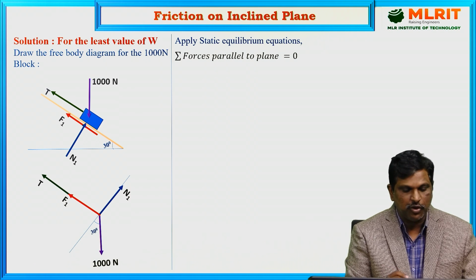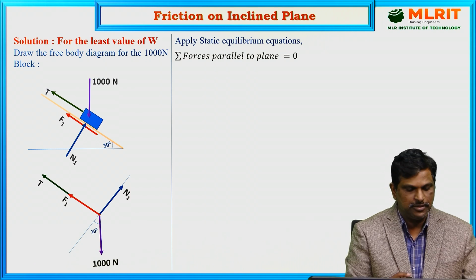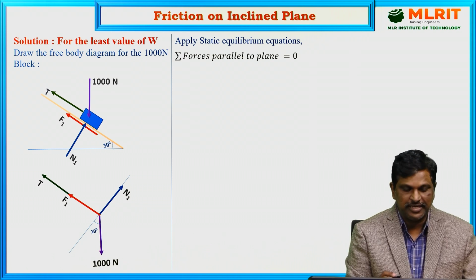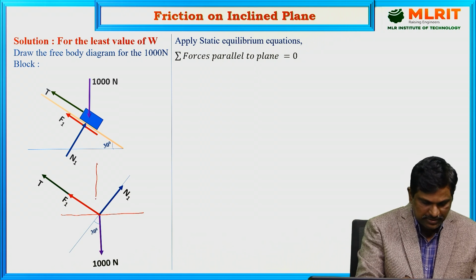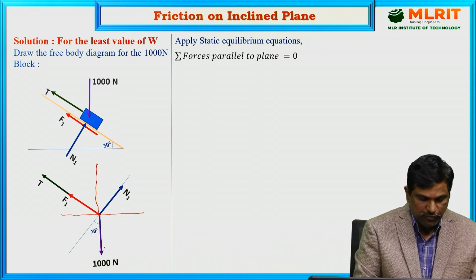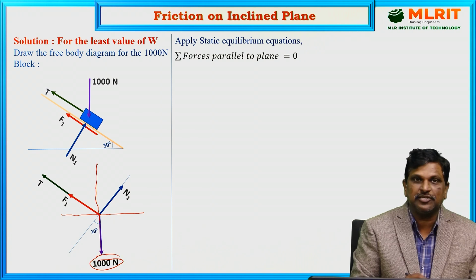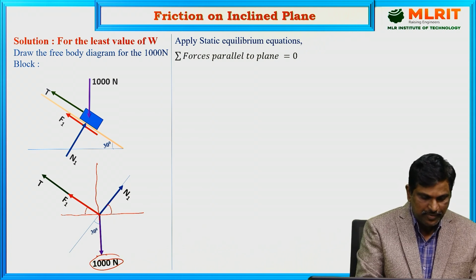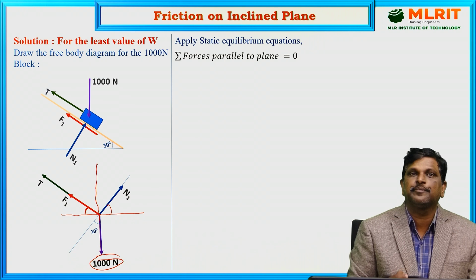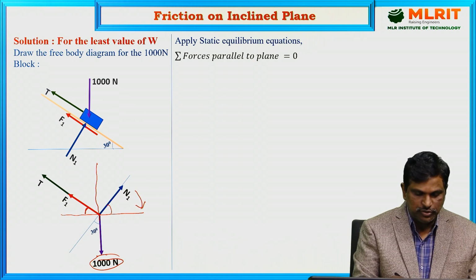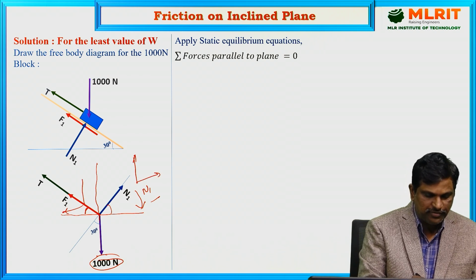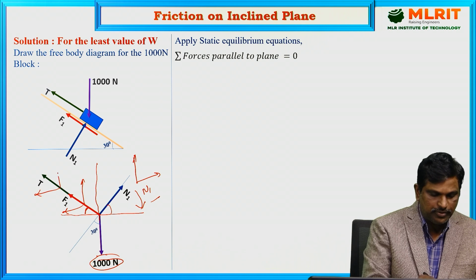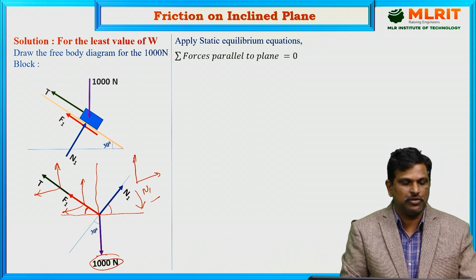Here in this case we are not resolving the forces into horizontal and vertical components. Why? Because if we resolve the forces into horizontal and vertical components, only one force, that is 1000 newtons, is in the vertical direction. All other forces are making some angle with the horizontal or vertical. We would need to resolve N1 into its horizontal and vertical components, similarly F1 and T1 horizontal and vertical components. We need to resolve all the forces.